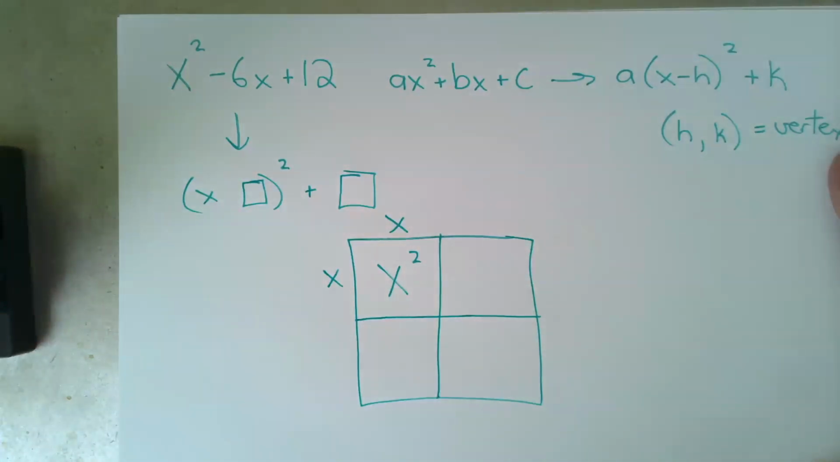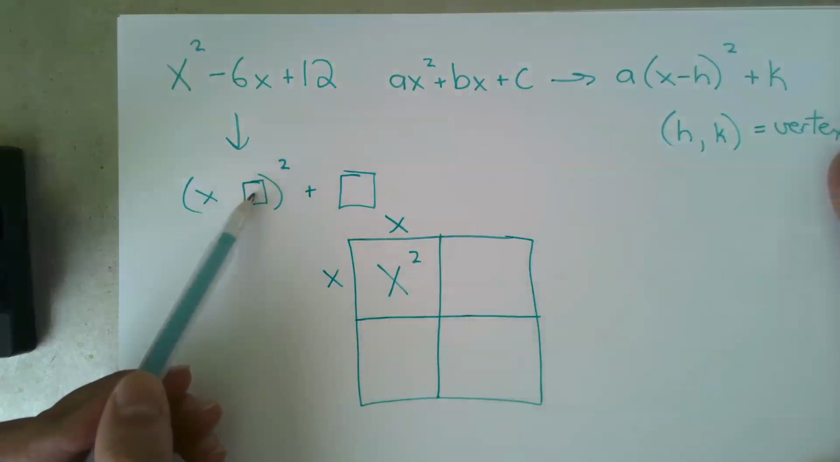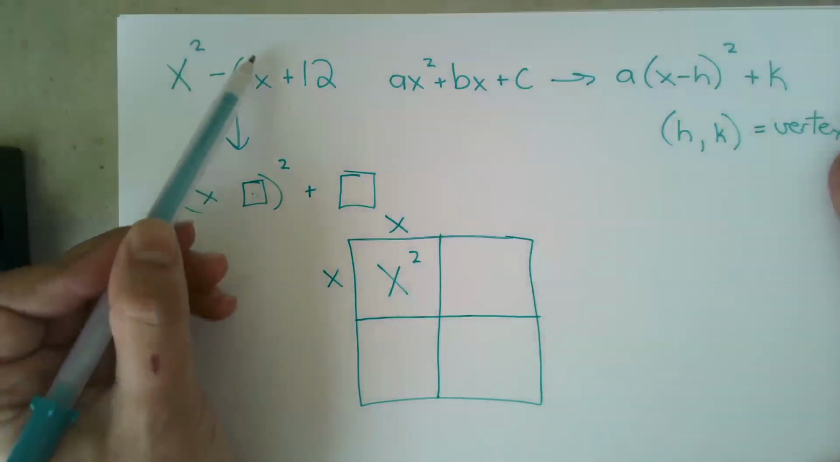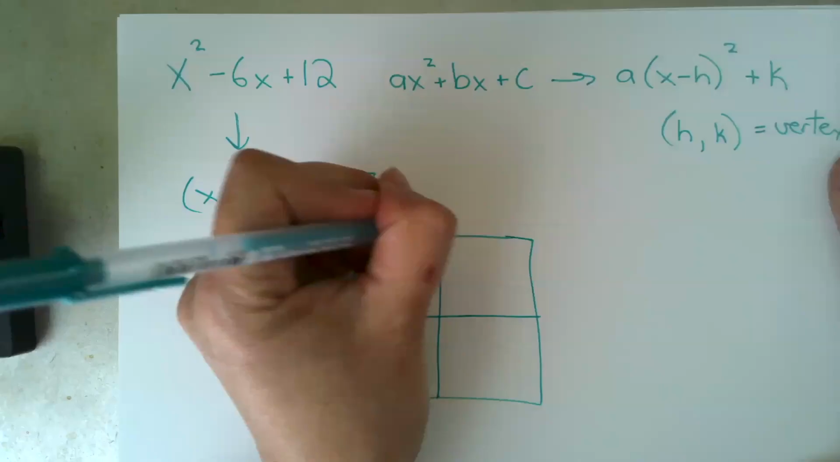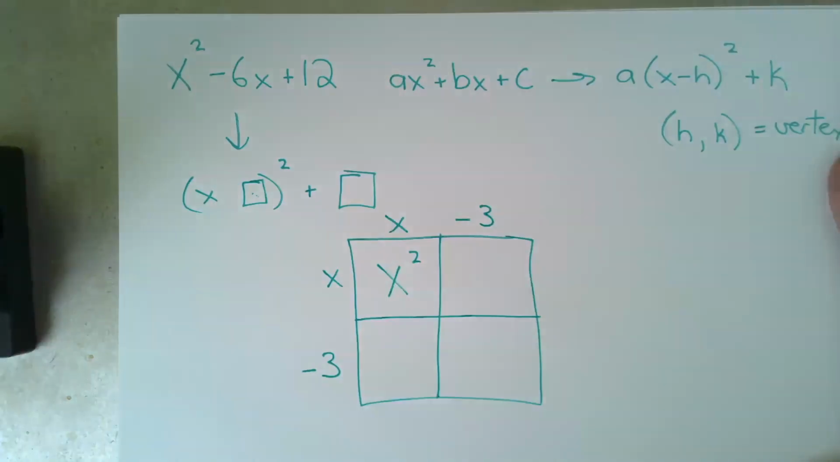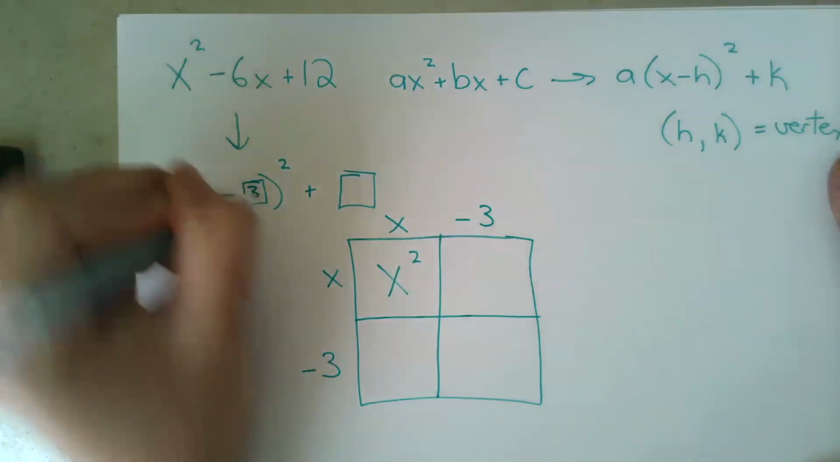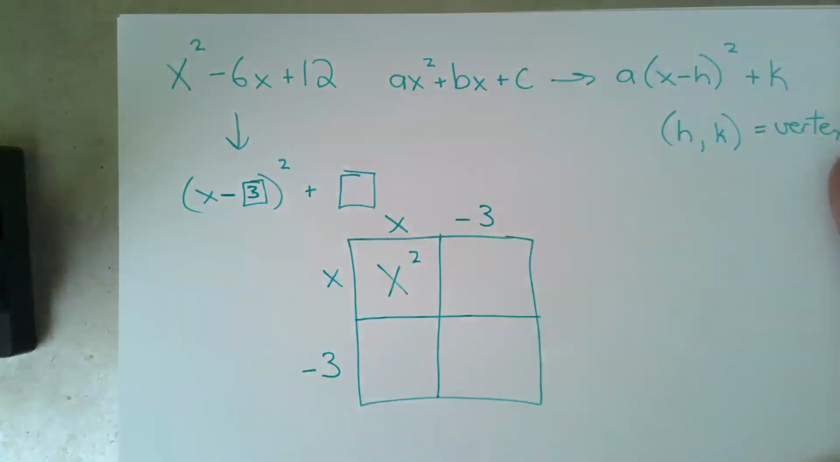Now, to figure out what our second term is, we take the coefficient of our middle term and we divide it in half. And that includes its sign. So that is a -6. When we divide it in half, we get -3. And that is what goes in there. So we are halfway done.